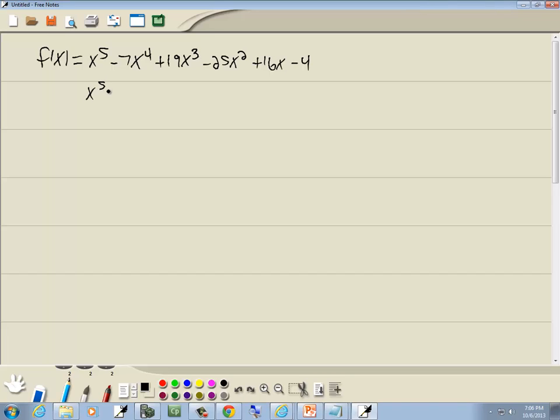So we got x to the fifth minus 7x to the fourth plus 19x to the third minus 25x squared plus 16x minus 4 equal to 0. Now we're going to put our polynomial on y1.